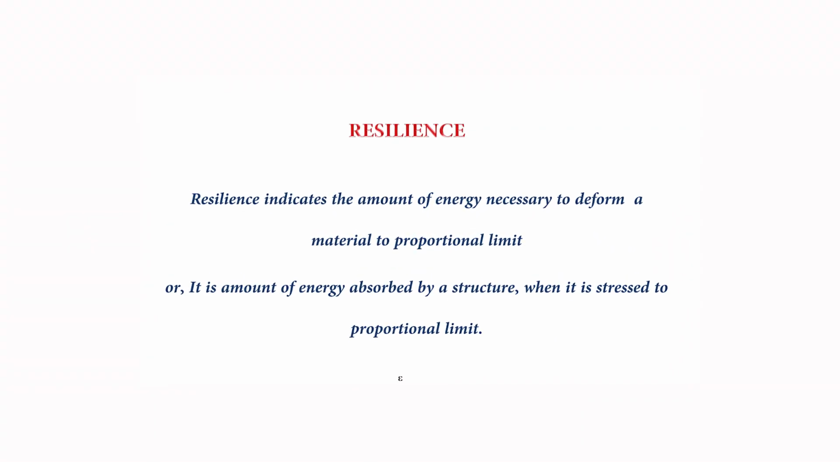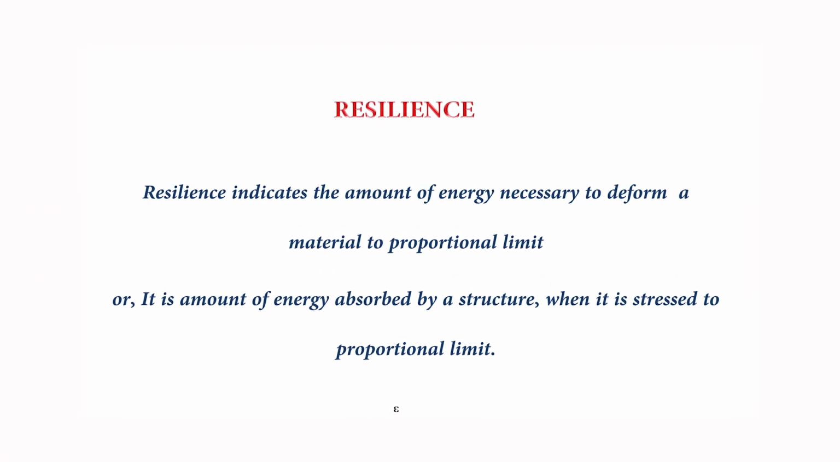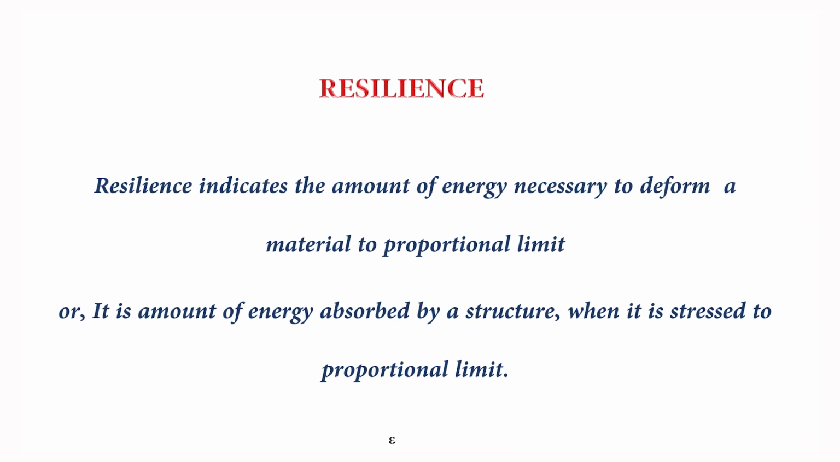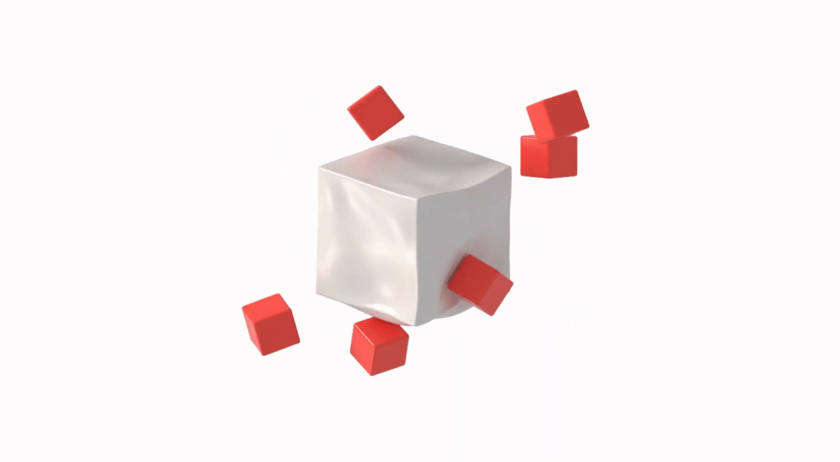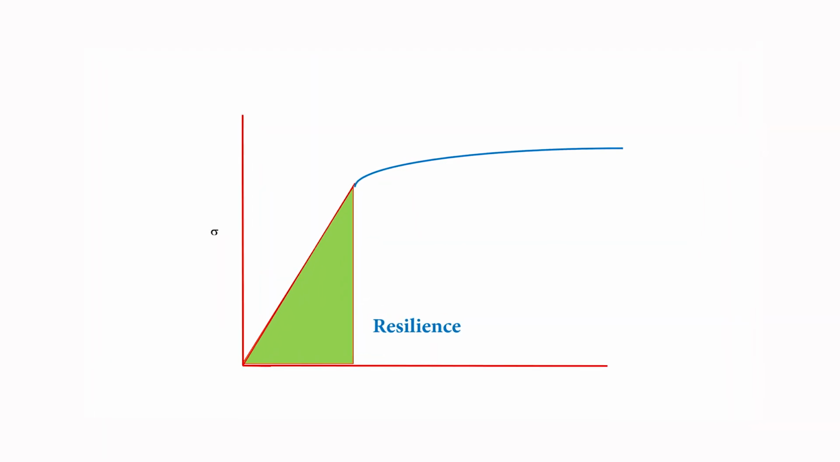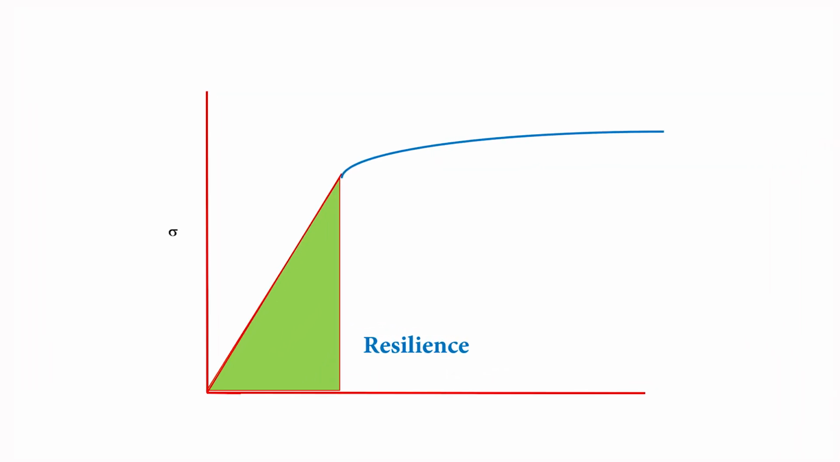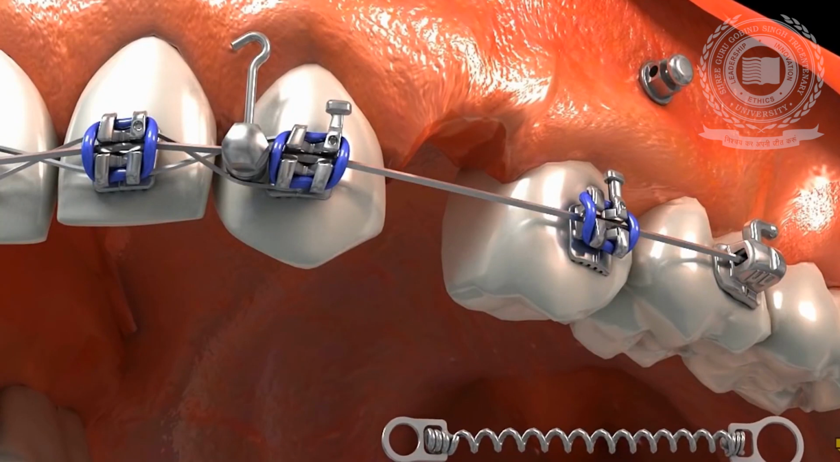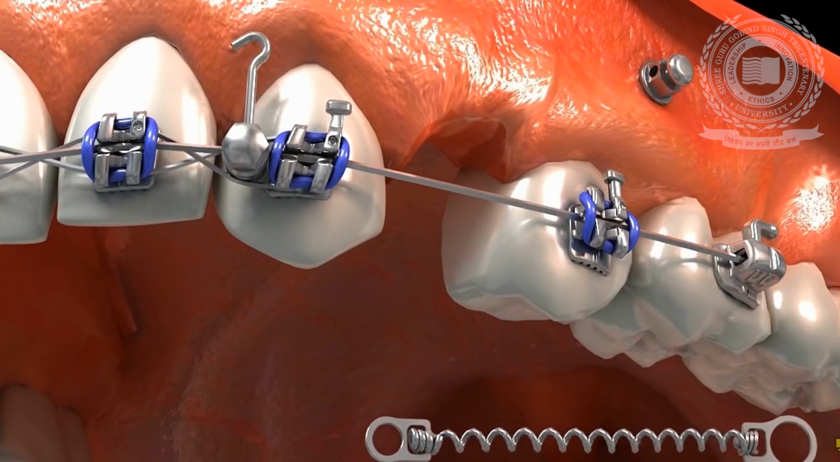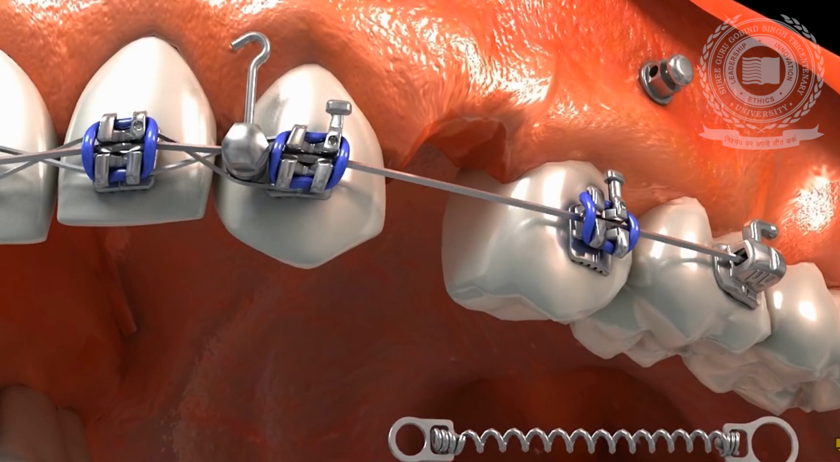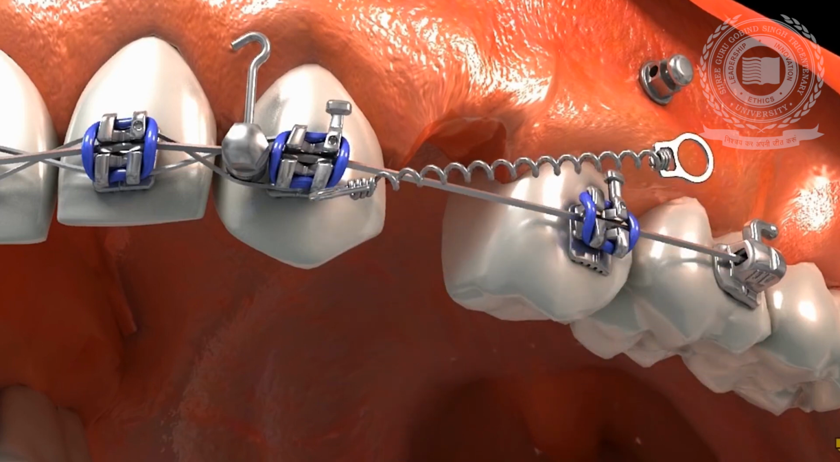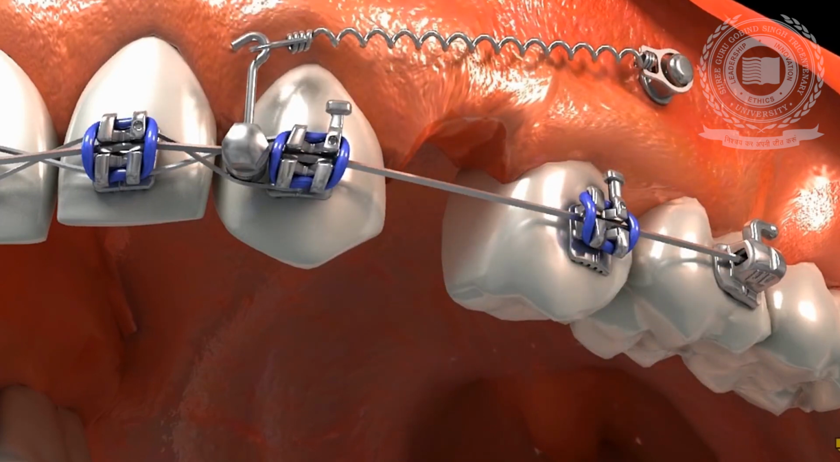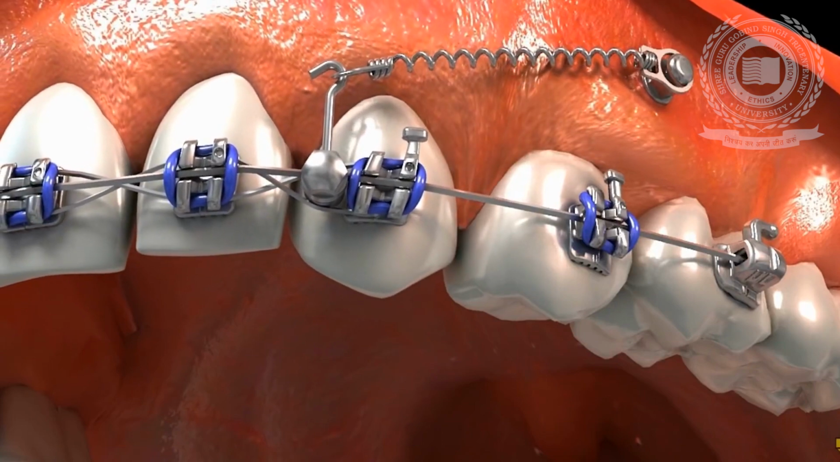Resilience indicates the amount of energy necessary to deform a material to proportional limit, or it is the amount of energy absorbed by a structure when it is stressed to proportional limit. Resilience is measured by the area under the elastic portion of stress-strain curve. Resilience has a particular importance in the evaluation of orthodontic wires. It determines the magnitude of the force that can be applied to the tooth and how far the tooth can move before the spring is no longer effective.